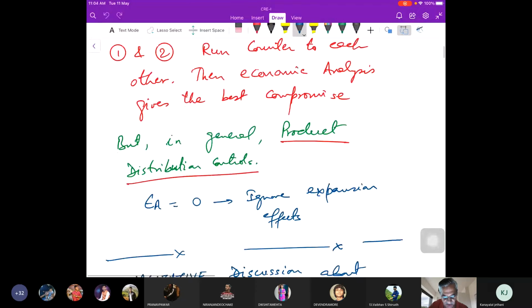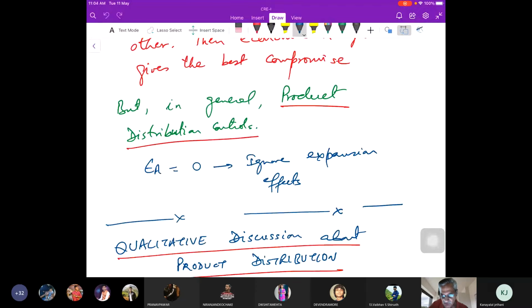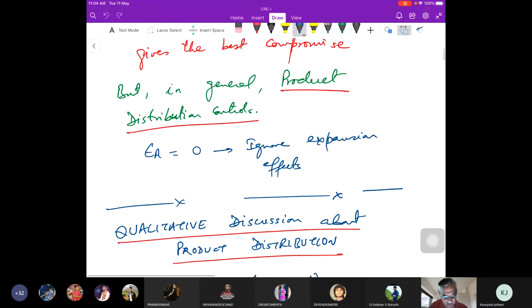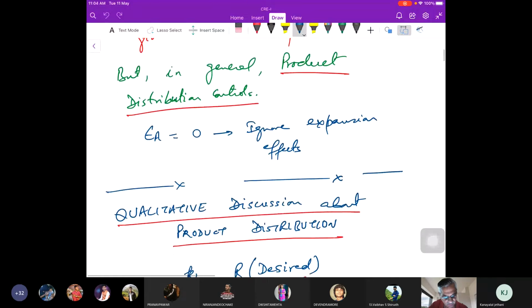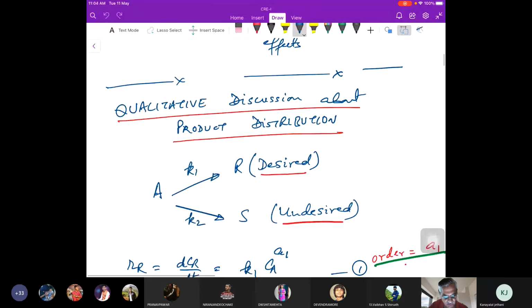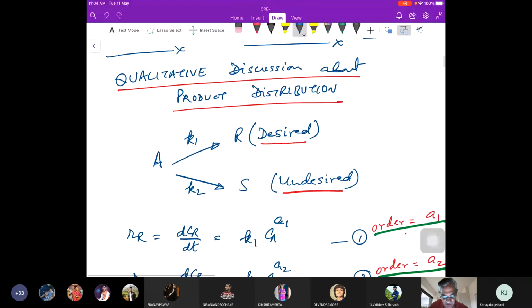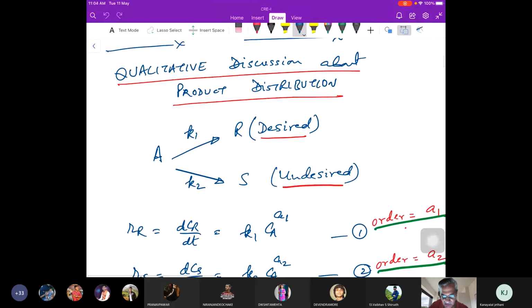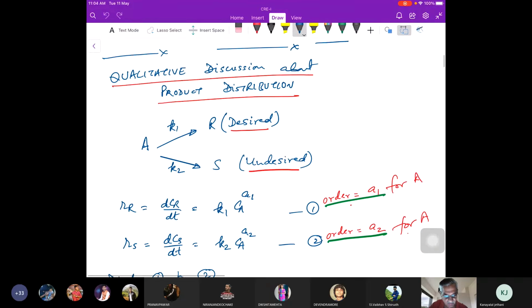Okay, so in general, whenever there is a question of size versus distribution, distribution is favored always because it has a lot of implicit benefits also, like it reduces our separation cost also. Okay, and in all these cases we are going to look at epsilon A equal to 0 because it's easy to understand with epsilon A equal to 0. That means constant density systems or liquid systems.